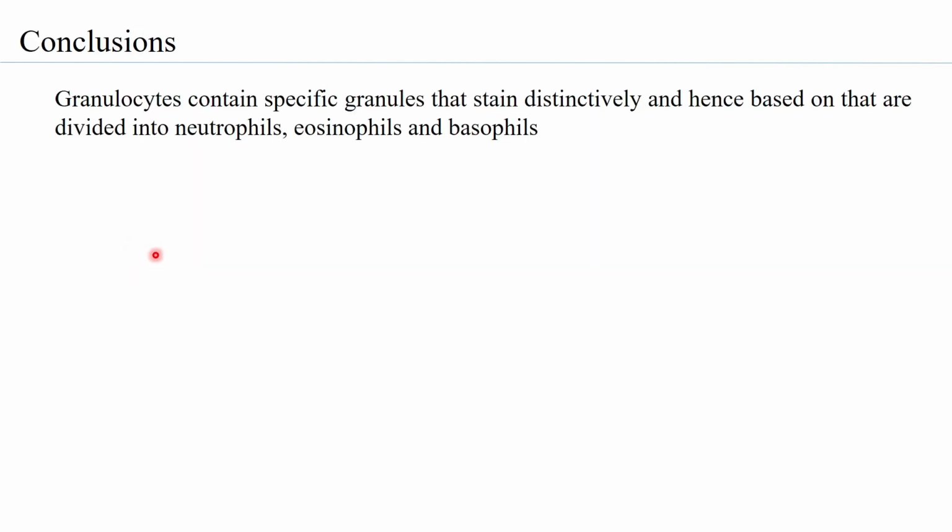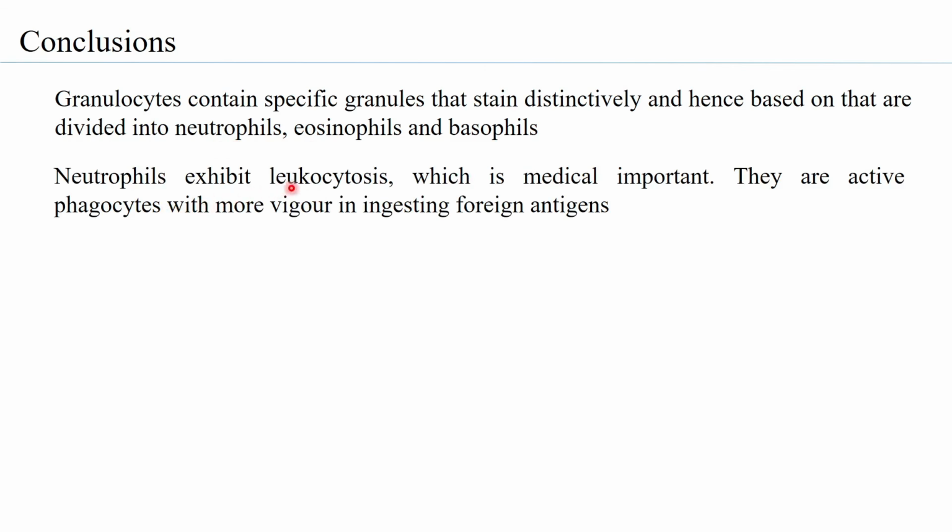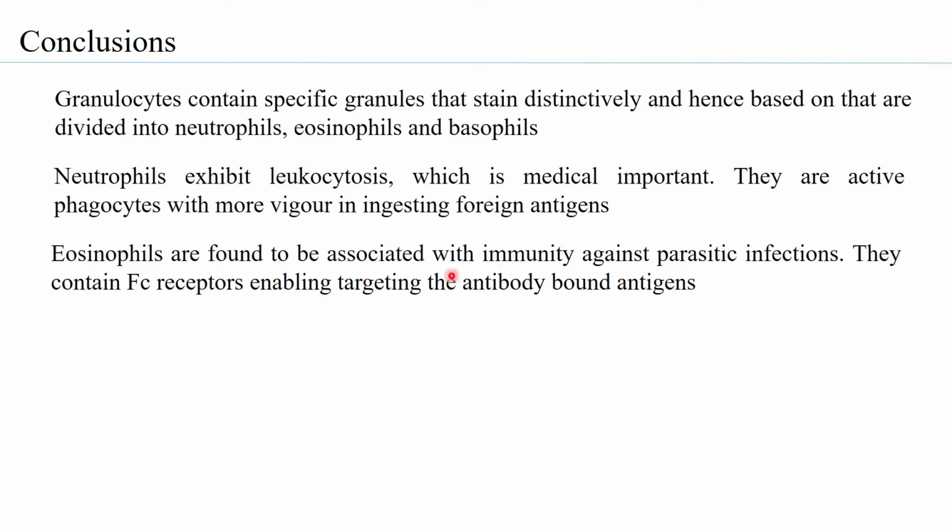So let us make the conclusions. Granulocytes contain specific granules that stain distinctively, and hence based on that are divided into neutrophils, eosinophils and basophils. Neutrophils exhibit leukocytosis, which is medically important. So leukocytosis basically means that the percentage of neutrophils increases when there is an infection in the body. And as mentioned earlier, they are relevant diagnostically. They are active phagocytes with more vigor in ingesting foreign antigens.